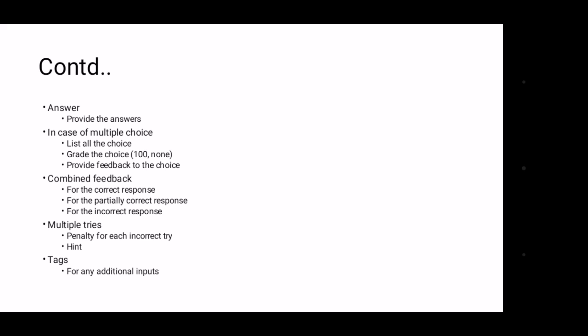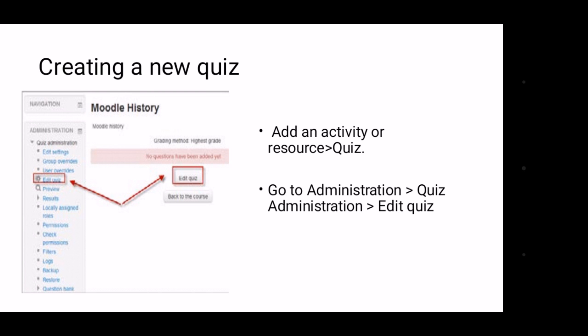Multiple tries. Suppose you allow the user to attempt more than once, you can give a penalty, and that is allowed in multiple tries. And you can also provide a hint to the user. And finally, tags. These are all some additional inputs which can be used.